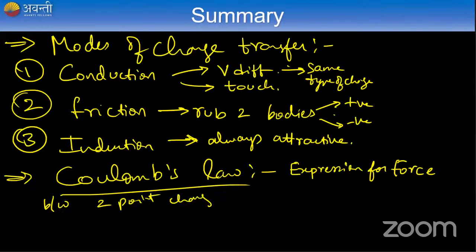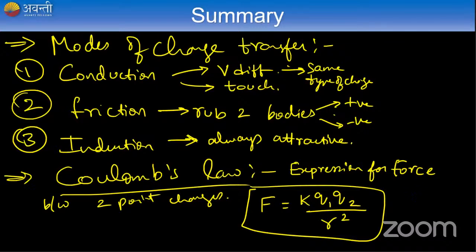So Coulomb's law is applicable only for point charges. It is given as F is equal to K times Q1 Q2 divided by R square, where K is nothing but 1 by 4 pi epsilon naught. What is epsilon naught, guys?